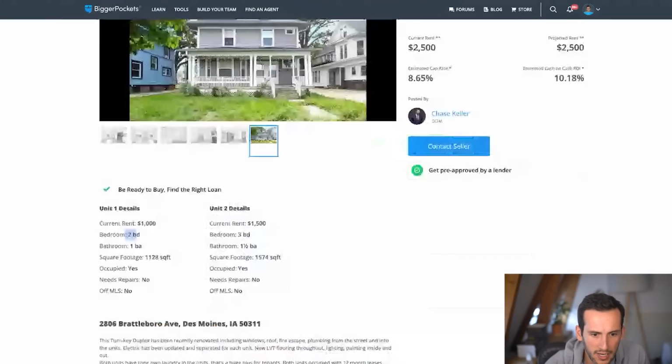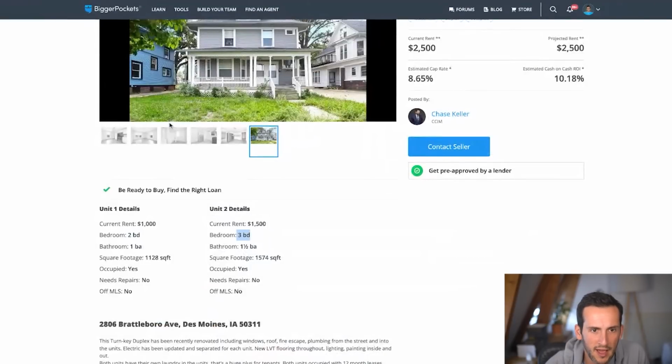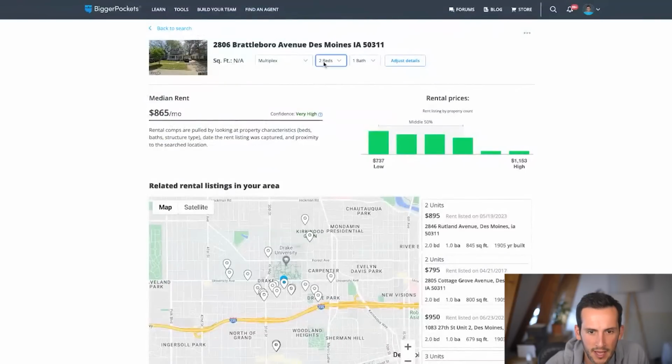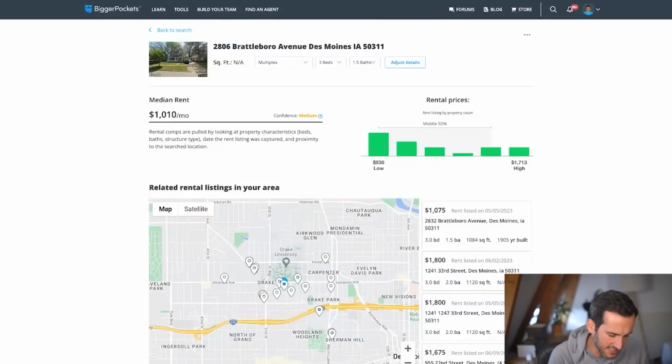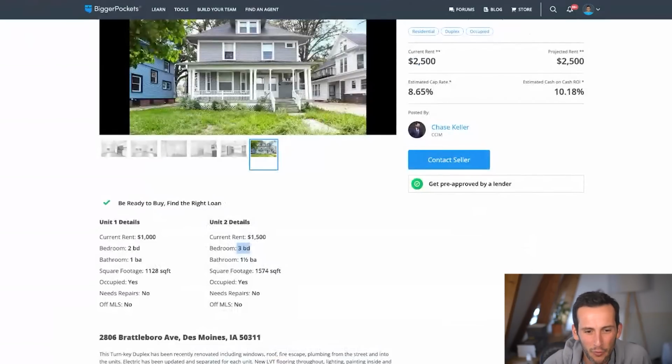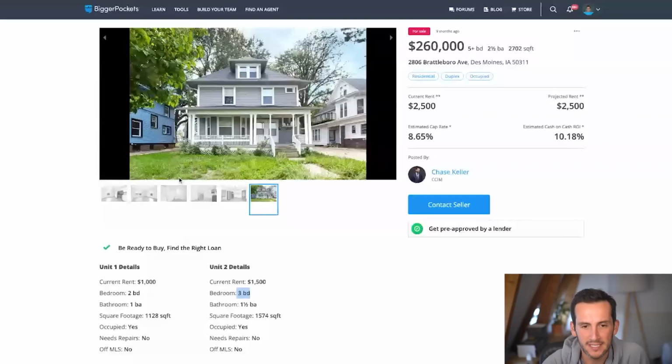What was our other one? It was a 3-bed, 1.5 bath. So we have 3-bed, 1.5 bath, adjust details. So we have 1010. So it's $865 plus 1010. So far, if we were just getting the median income, like the median rent price, it would be $1,875. So that's probably backwards on your screen, but it's $1,875.